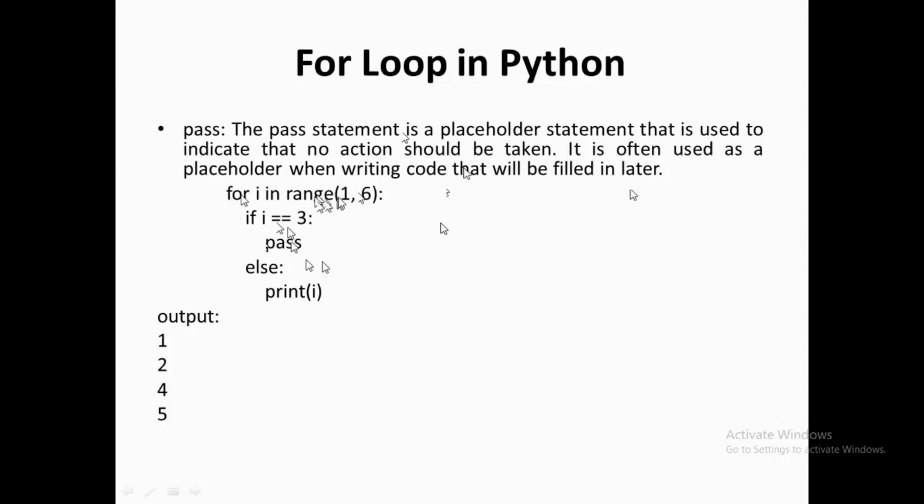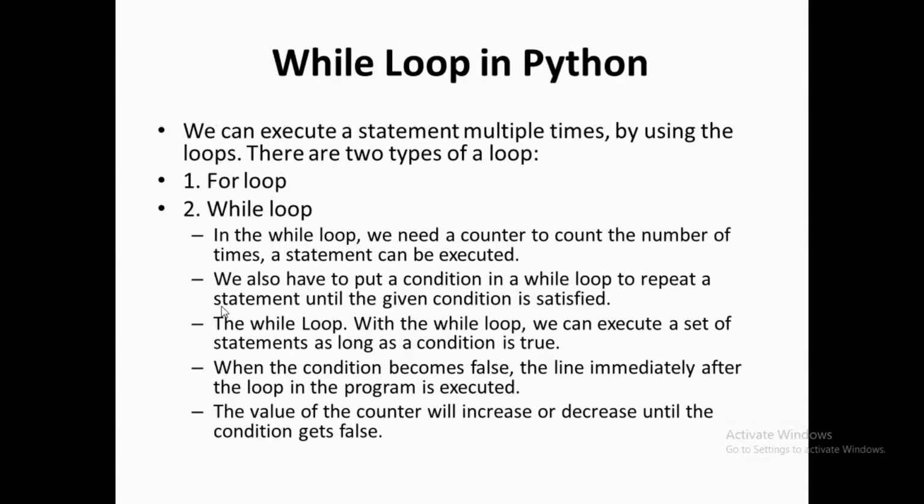For i is equal to 1, it will print. For i is equal to 2, it will print. For i is equal to 3, just pass. And for i is equal to 4, it will print. For i is equal to 5, it will print. So we will be getting this output.